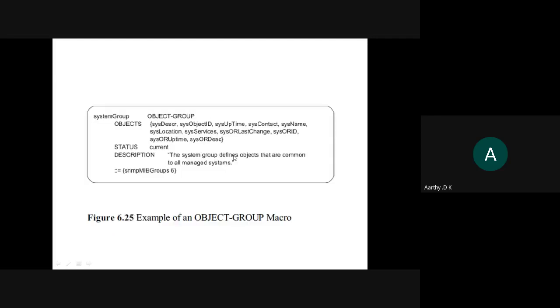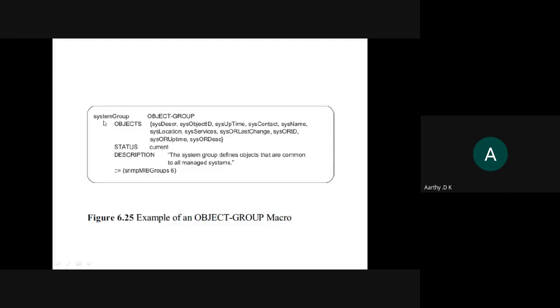In object part we specify the object name, and in status we specify the working condition of the object. In description we describe what that object is meant for, and it is normal text. The last one is refer part. Refer part is also text, which gives you a reference of the object, and it can be an empty value also. So this is an object group macro. Next is an example.